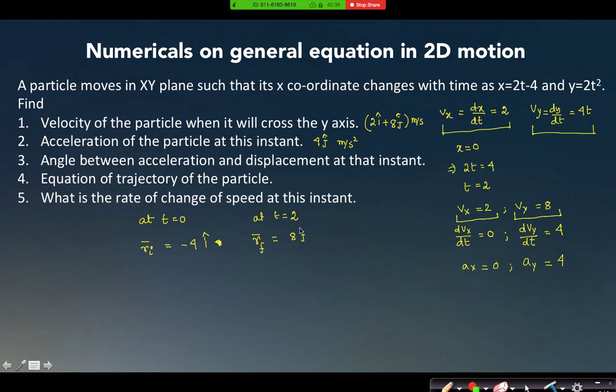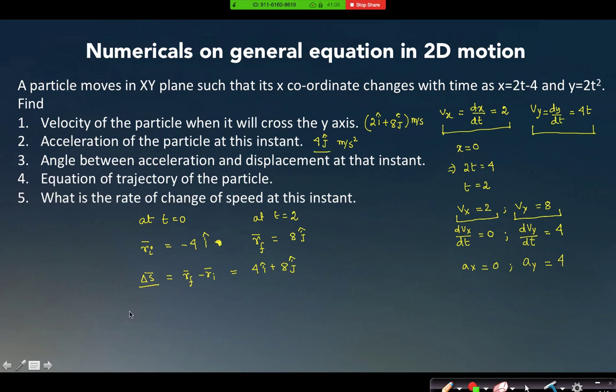8 j cap. Now what is the displacement delta s vector? Do you remember how do I find displacement vector? Rf minus Ri. Good. If you do that, then your vector should come 4 i cap plus 8 j cap. Now I have to find the angle between this vector and this acceleration vector.